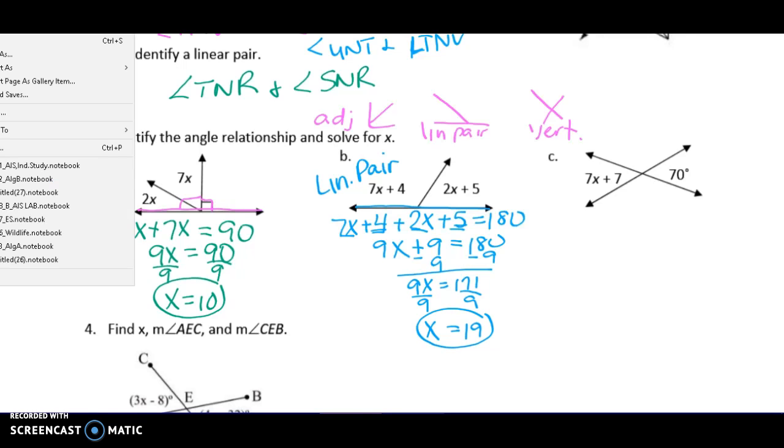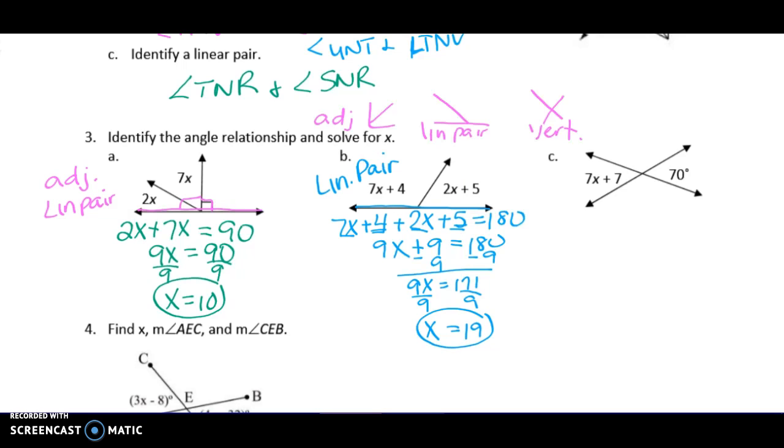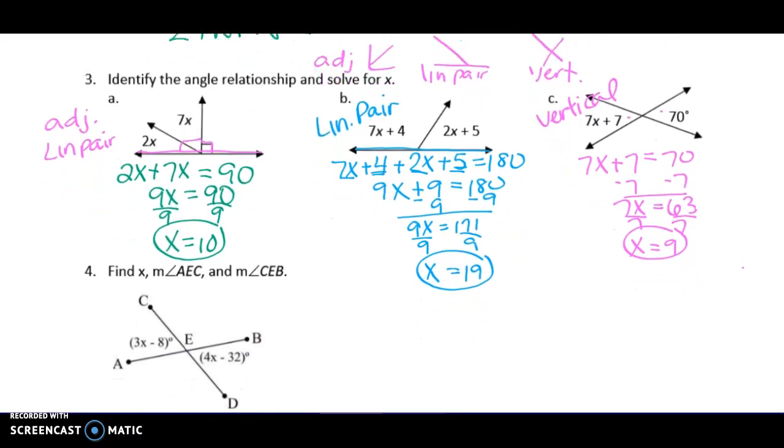And my last example, taking a look, what is that relationship? And I see that x, so immediately it should tell you vertical angles and that they are congruent. So 7x plus 7 is equal to 70. Solving for x, start by subtracting 7. And then divide by 7. So x is 9.